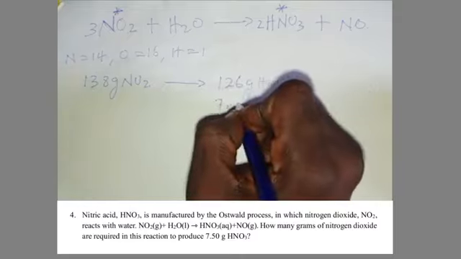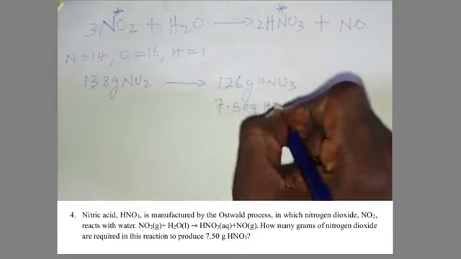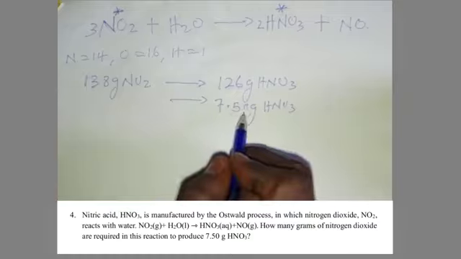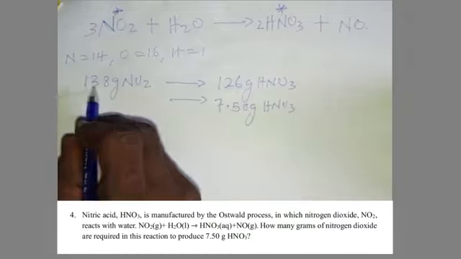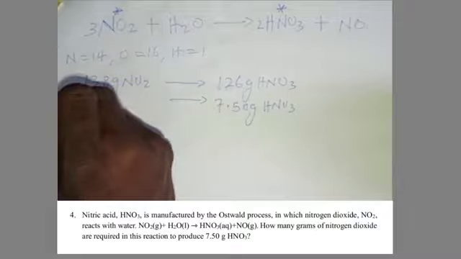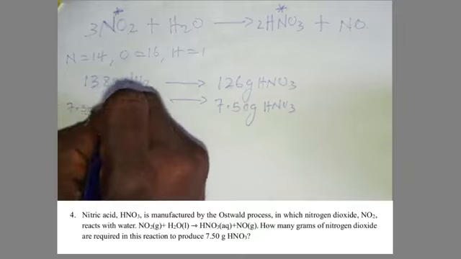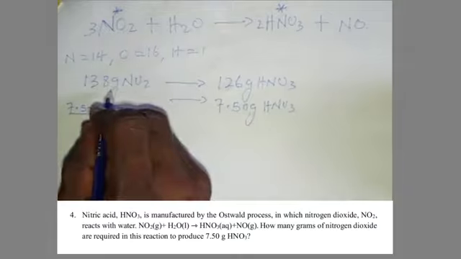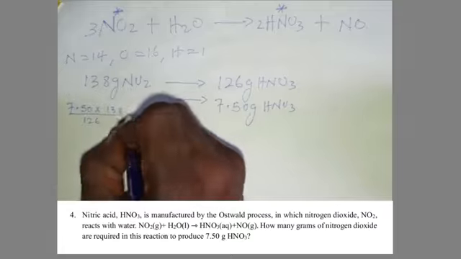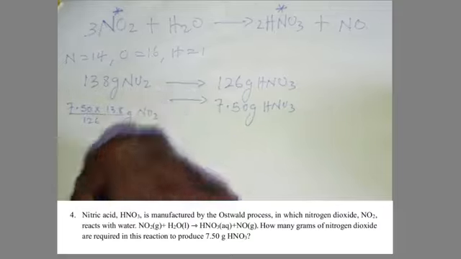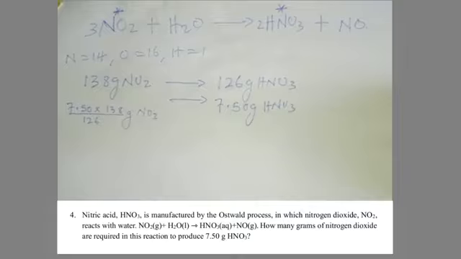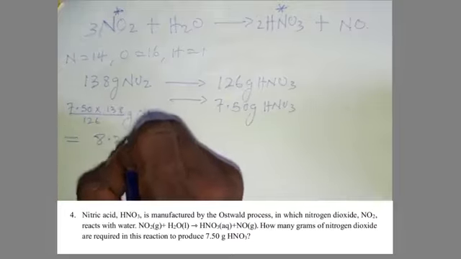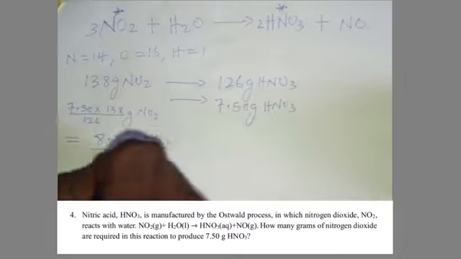So 7.50 grams of HNO3 produced by, we're going to cross multiply. 7.5 multiplied by 138 divided by 126. So I have 7.50 times 138 all over 126 grams of NO2. Let's work that out, and that's going to give us about 8.21 grams of NO2. Final answer.